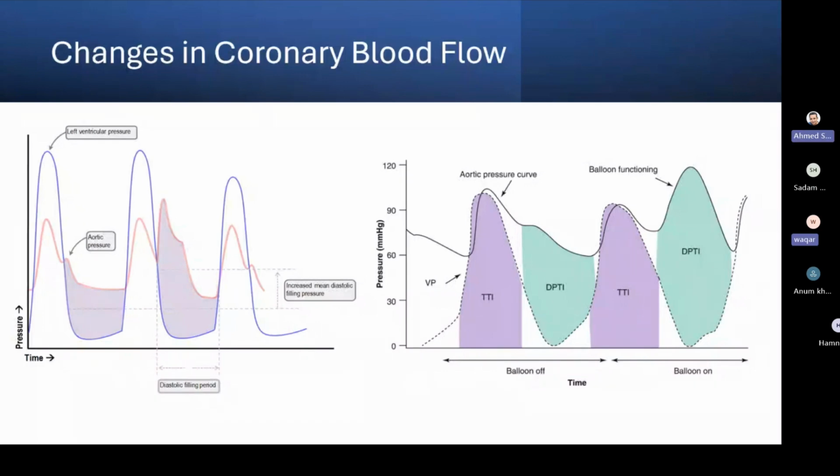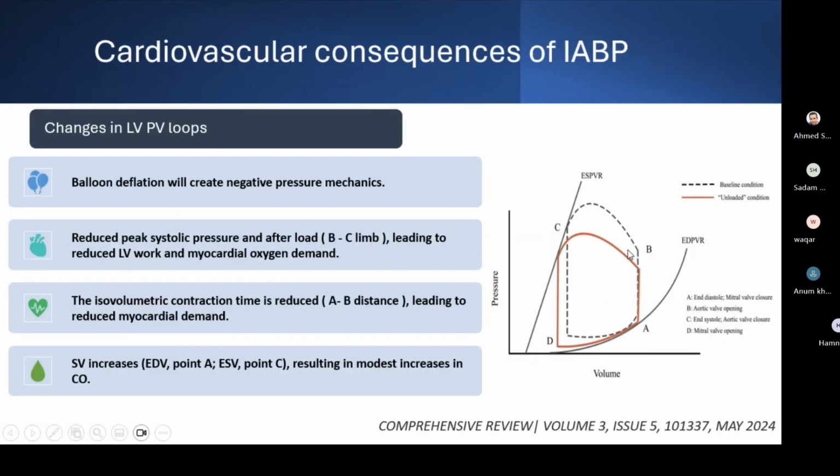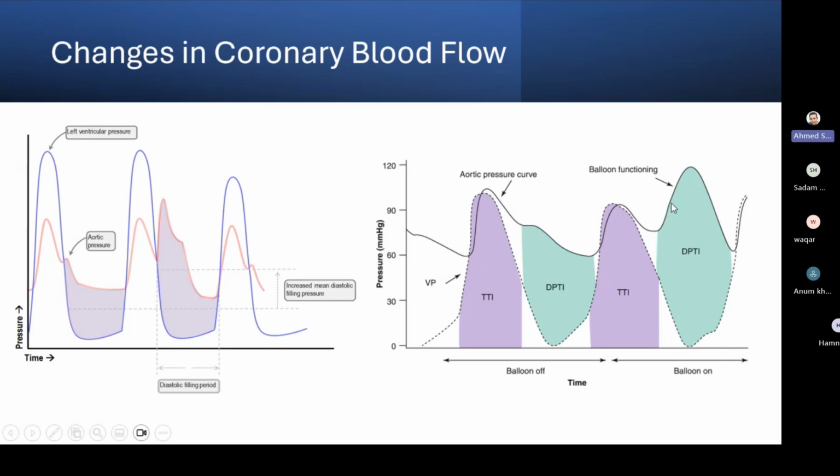That helps decrease both the oxygen demand and the systolic pressure of the heart, so the afterload also goes down. So the intra-aortic balloon increases the oxygen supply in two ways. It will increase the coronary perfusion, because the area under the curve will be maximized by the intra-aortic balloon, so it will increase the coronary perfusion during diastole. And the other thing is that during systole it will decrease, as you said, the afterload.